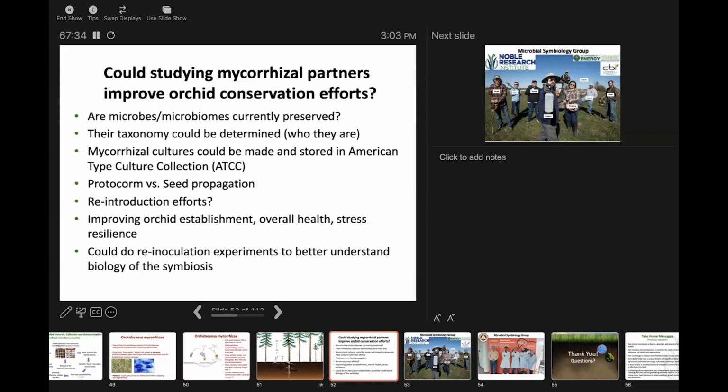Could studying mycorrhizal partners improve orchid conservation efforts? This is the main question I have for you all. I don't know the answer to this. I don't know if anybody knows, but I think it's something that we should consider.